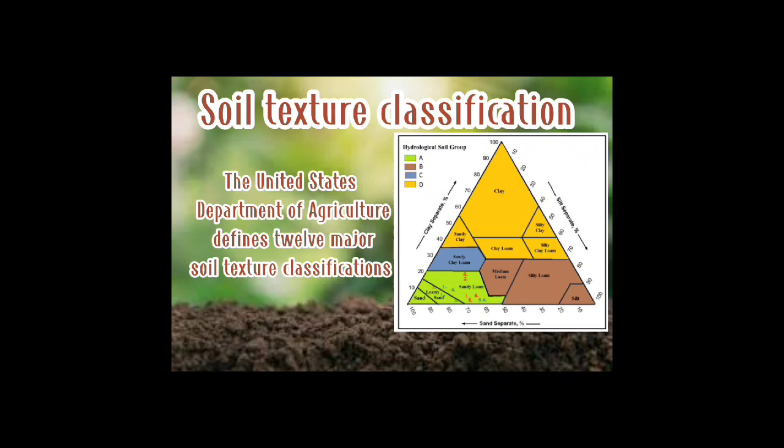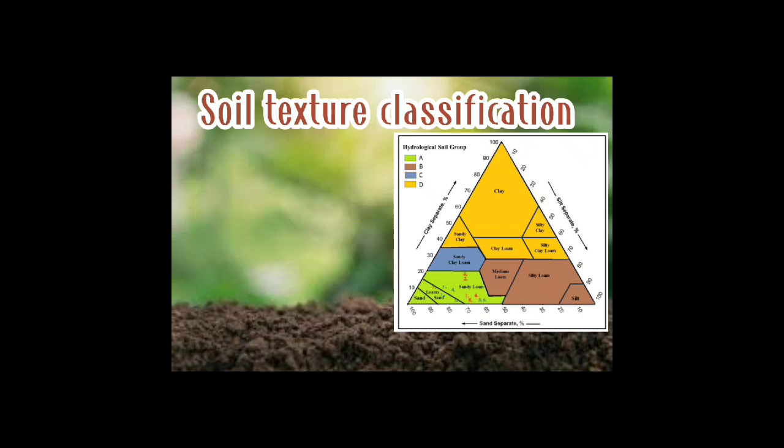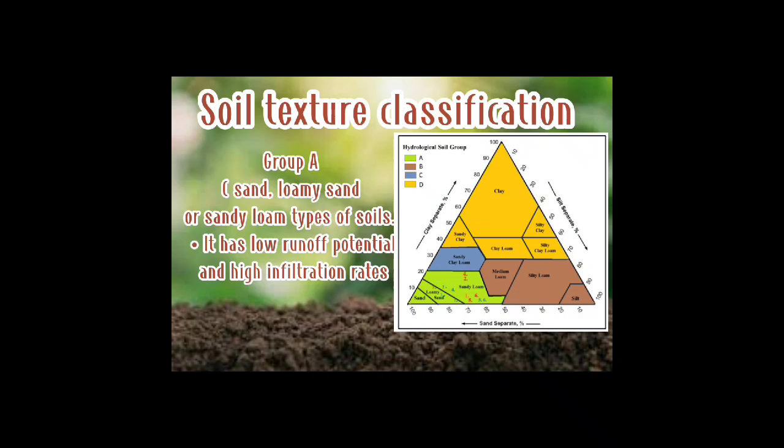Soil textures are classified by the fraction of sand, silt, and clay in a soil. The 4 hydrologic soil groups are A, B, C, and D, where A generally has the smallest runoff potential and D the greatest runoff. In group A, which is sand, loamy sand, or sandy loam types of soils, there is low runoff potential and high infiltration rates.